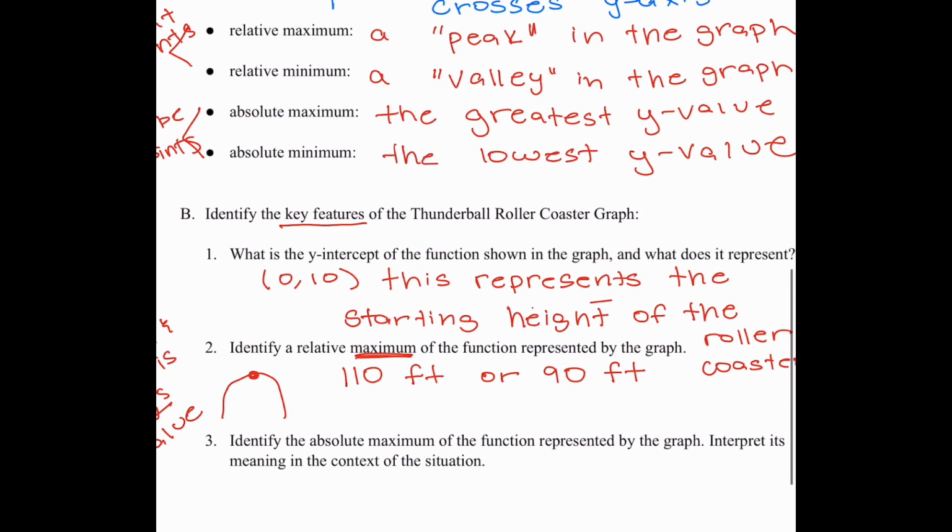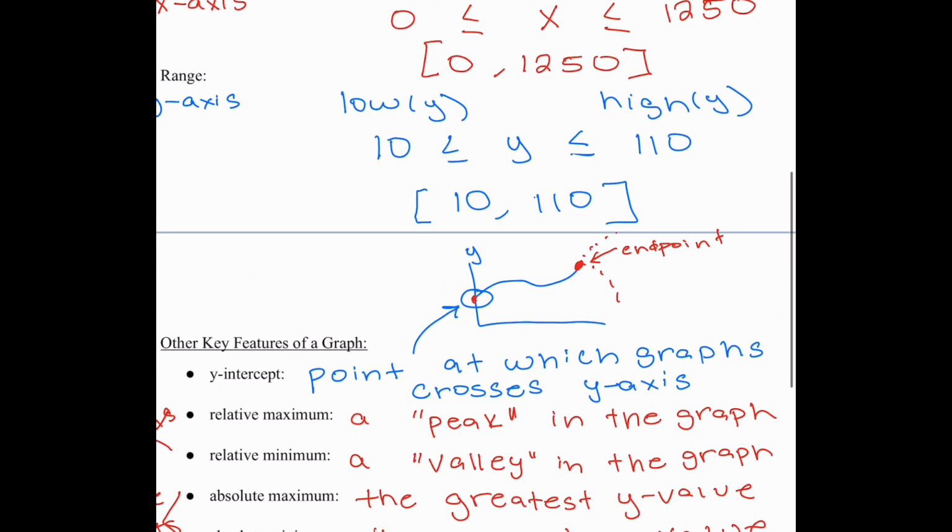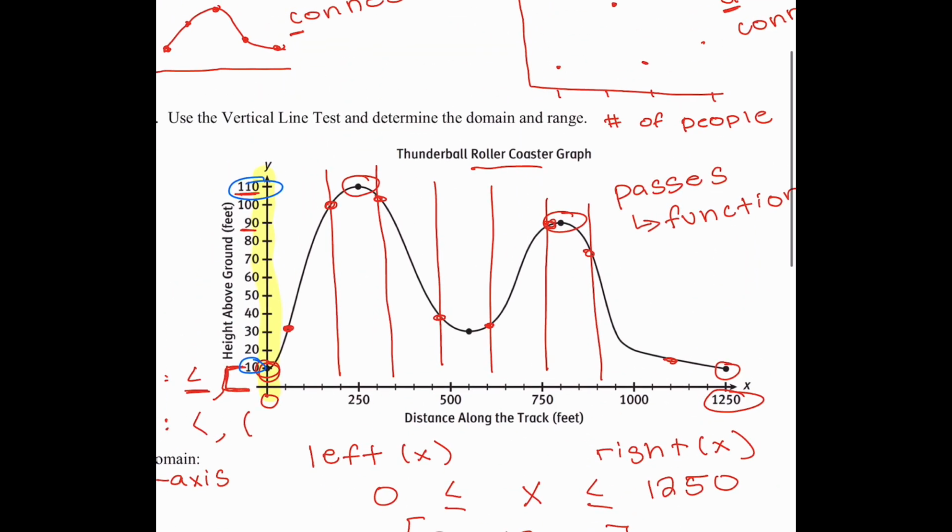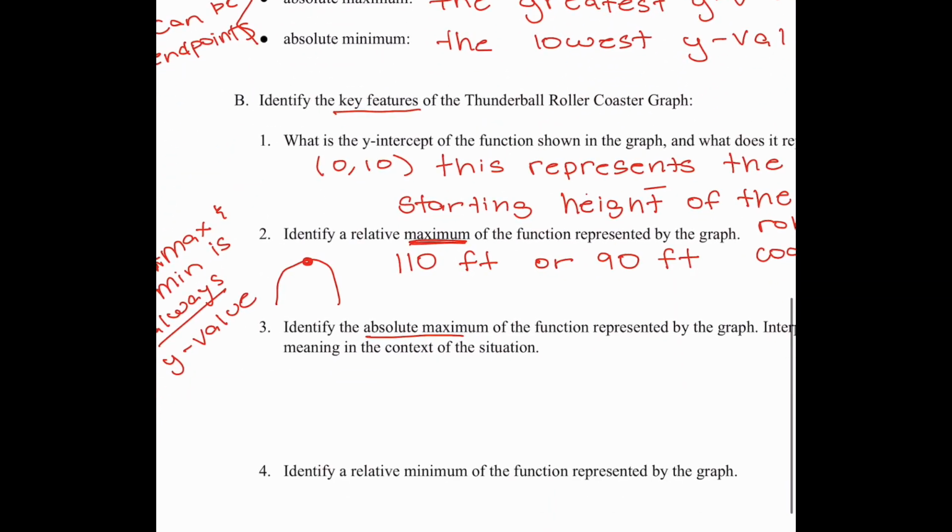Number 3 says identify the absolute maximum of the function represented by the graph, and interpret its meaning. So absolute maximum means the tallest my graph goes. So I'm going to look. The tallest my graph goes is 110 feet. And if that's my absolute maximum, that means that that's the biggest height the roller coaster reaches. So 110 feet is my absolute maximum, and that is the highest height of the roller coaster.